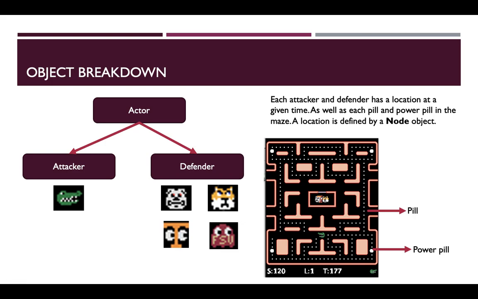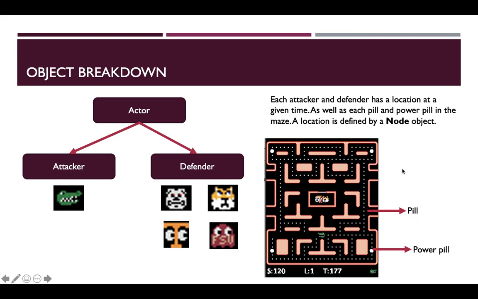So that being said, now we know that each attacker and defender has a specific location at a given time, and each pill and power pill also has a location. In this game, a location is defined by a node object, and each node has an X and Y coordinate. You can see that by opening up the source code.